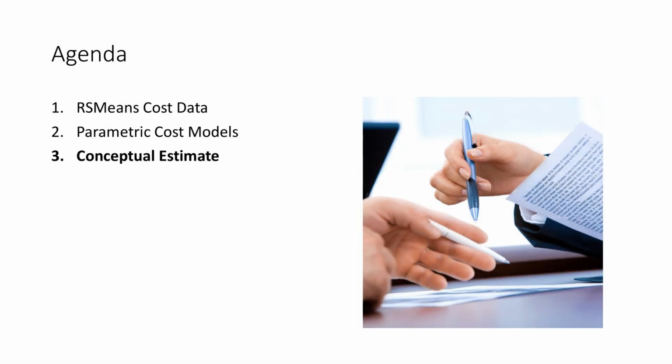Today we'll cover three main things. 1. RSMeans cost data and how it fits into conceptual estimating. 2. What parametric cost models are. 3. How parametric models translate limited information into usable insight into likely project costs and help us prepare conceptual estimates.